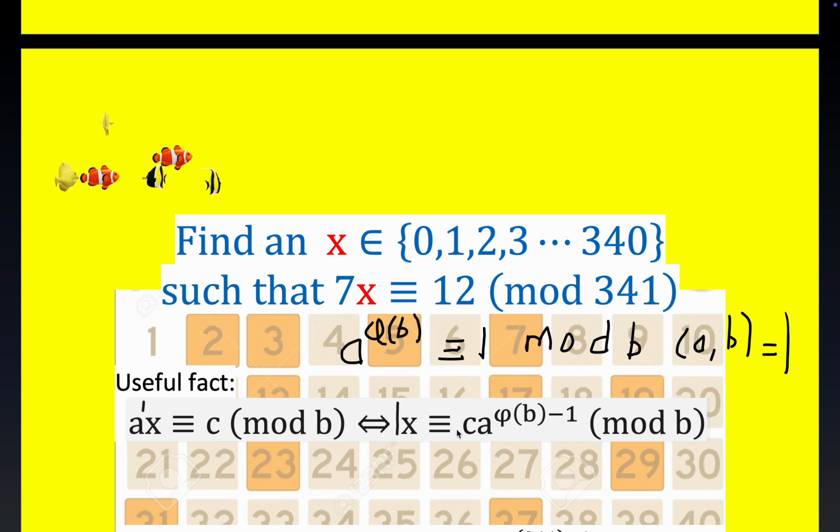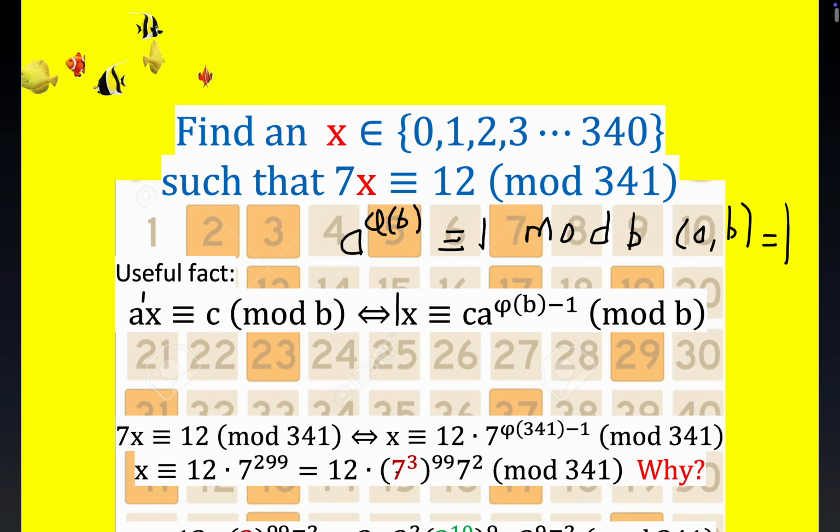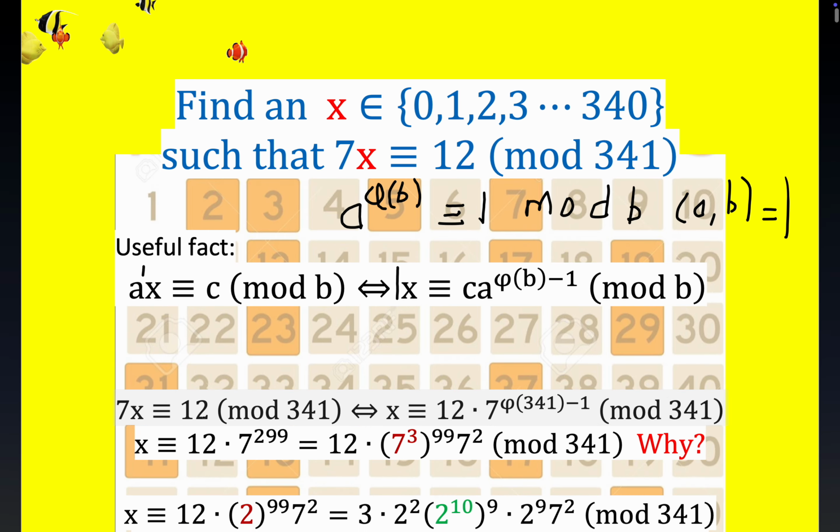So you see, this gives you a solution. If you can calculate phi of b, subtract 1, raise a to that power, multiply by c and reduce it modulo b, you'll have a solution. So let's see how that goes. Here's the original problem: 7x is congruent to 12 mod 341.